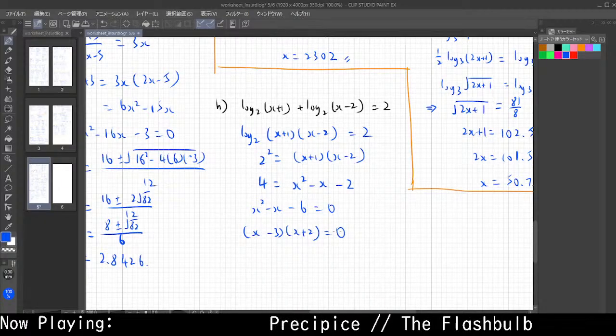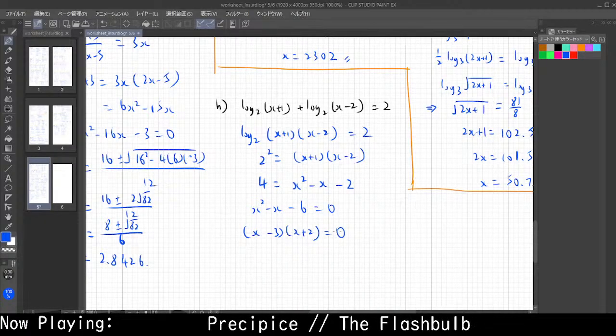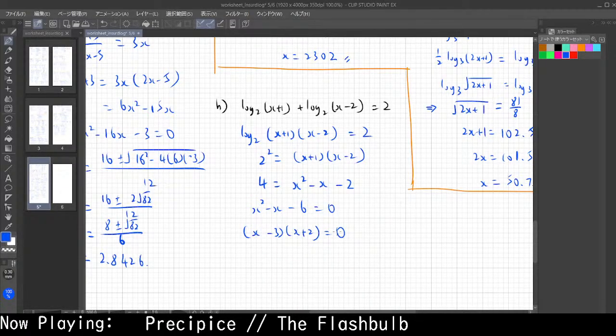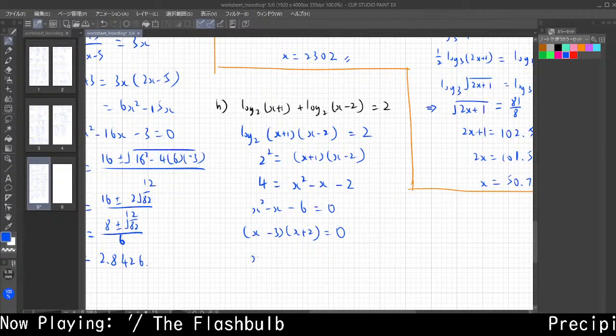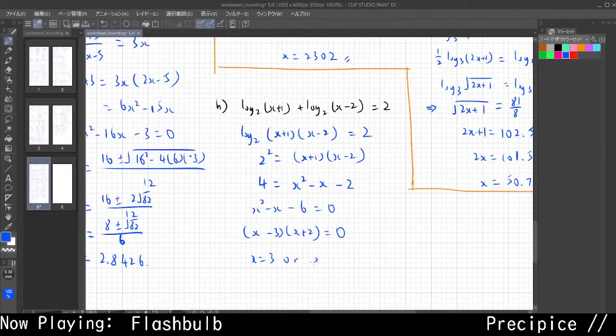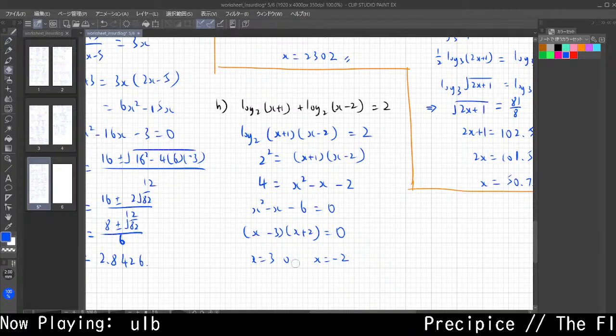Yeah, you can verify this yourself. It's minus 3 plus 2. 6 is 3 times 2. Minus 3 plus 2 is minus 1, so we get what we want. x equals 3 or x equals negative 2.